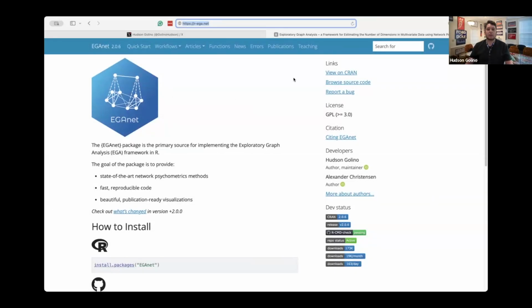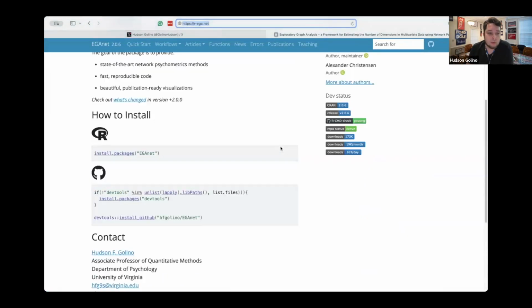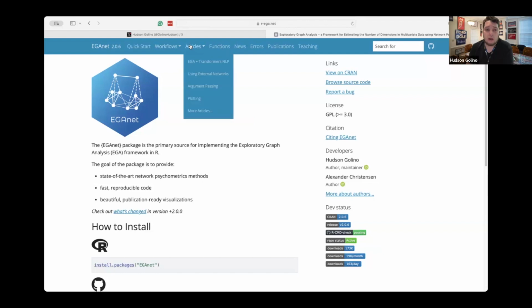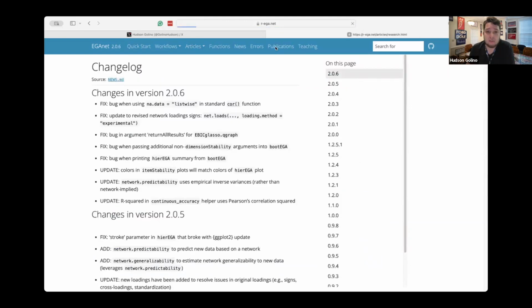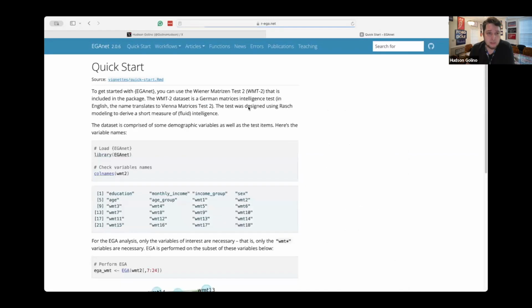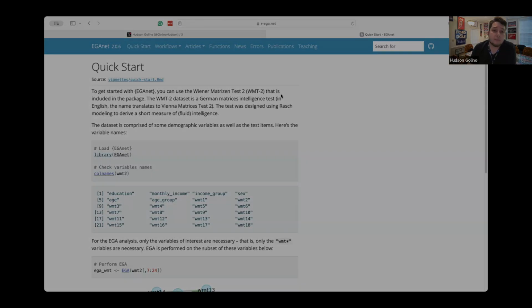This is the web page that we developed for EGAnet, our main R package. And here you have information about how to install the package, some workflows, some blog posts about how to use our package, some news, errors, a list of publications, and some teaching materials. So this website is really useful as an additional resource for you guys.